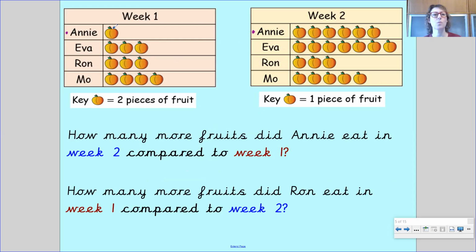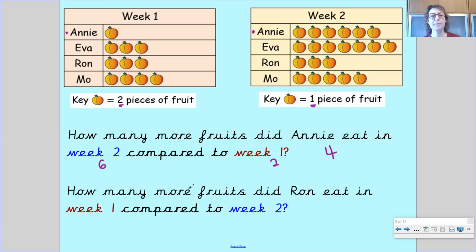In week 1, counting in twos, she had 2. So I'm just going to put in week 1 she had 2. I'm just going to put that under where it says week 1. And in week 2, we're counting in ones. She had 1, 2, 3, 4, 5, 6. So how many more did she have? So how many more is 6 than 2? So 6 take away 2 is 4.